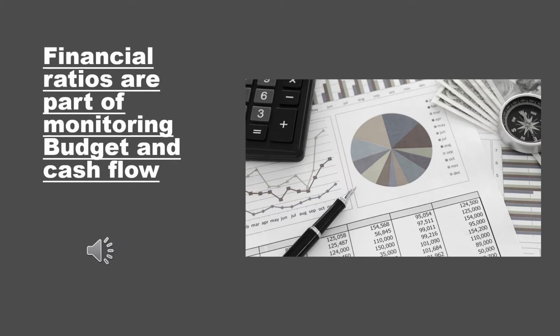Efficiency ratios. Efficiency ratio is divided into 3 areas. Debtors turnover ratio, that is the collection period, how long you are taking to collect the money from the debtor. Creditors turnover ratio, the payment period, how long you are taking to make the payments. Stock turnover ratio, the average stock holding period.